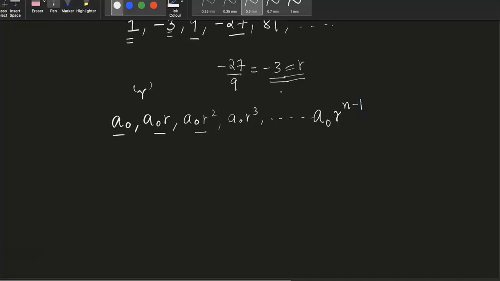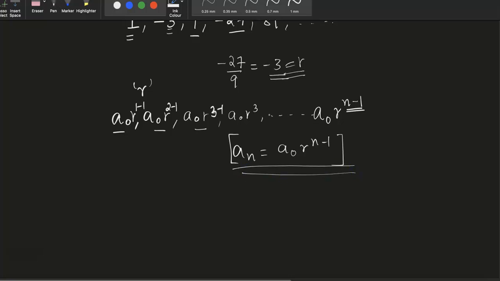Why n minus 1? See, for the first term you had a0 r to the power 0. That means it is r to the power 1 minus 1. For the next term, that is the second term, you had r to the power 1, which is nothing but 2 minus 1. The third term is like this, 3 minus 1. So I can write the nth term as n minus 1. So the nth term of this sequence is a0 r to the power n minus 1, right? So this is how you give the nth term, right?